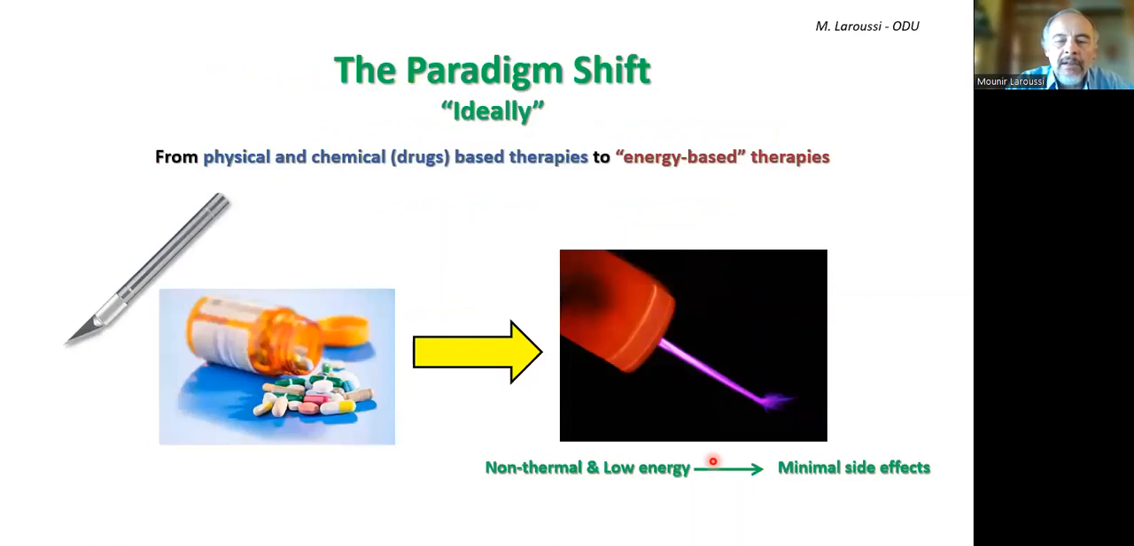So to conclude, what we really want is a paradigm shift, and ideally what we want is to replace physical and chemical therapies, physical, like cutting, for example, the knife, or chemical, medication, with energy-based therapies, non-thermal and low energy, so we can get minimal side effects on the tissue and on the patient. This is the big objective that we want to achieve, and to offer safe and effective energy-based therapies, in this case plasma-based or plasma-assisted therapies.